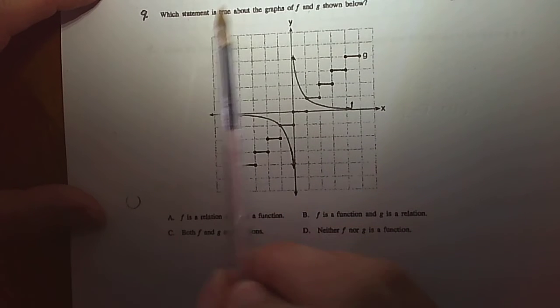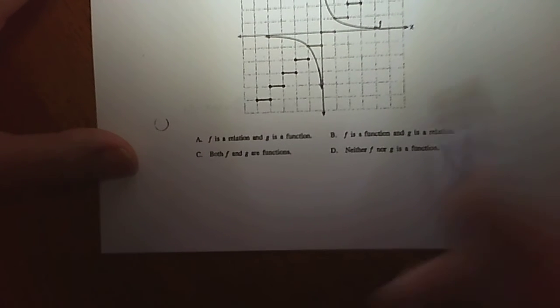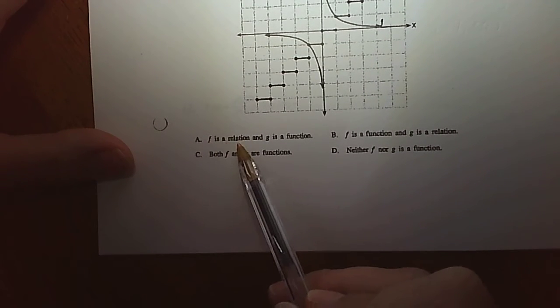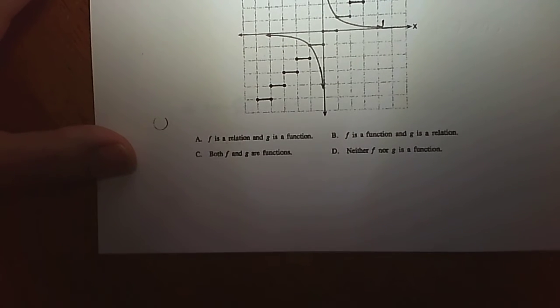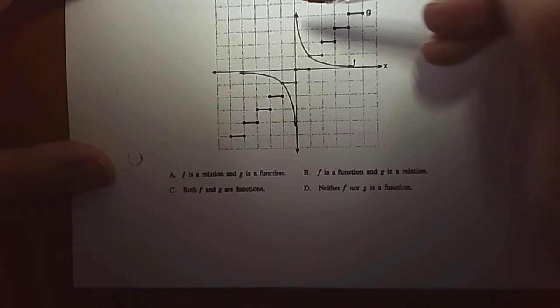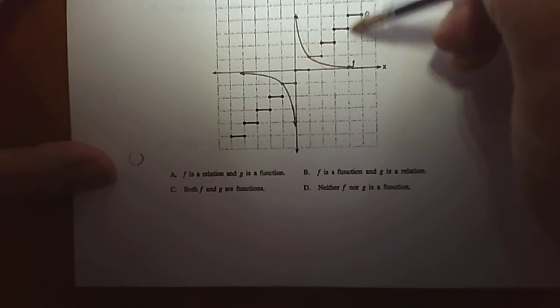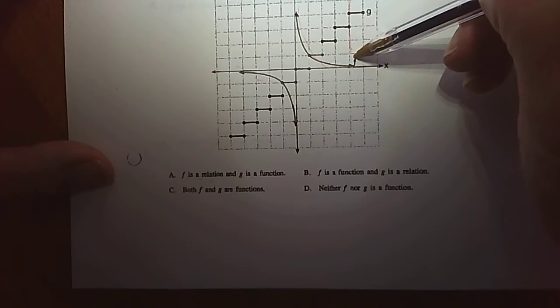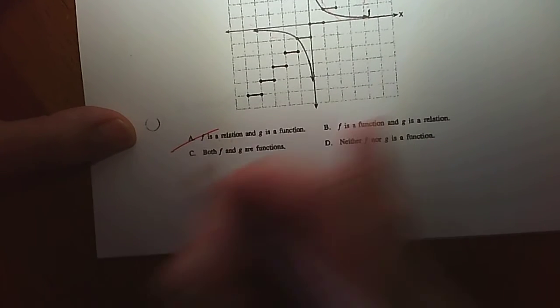All right, now let's take a look at this one. Which statement is true about the graphs of f and g shown here? All right, so the first one says f is a relation, g is a function. Relation just means it's a picture. It doesn't mean anything special. So is f a relation? Check this out, right? G is a function. Well, g is definitely not a function because it fails a vertical line test. So anything that says g is a function, I'm getting rid of.